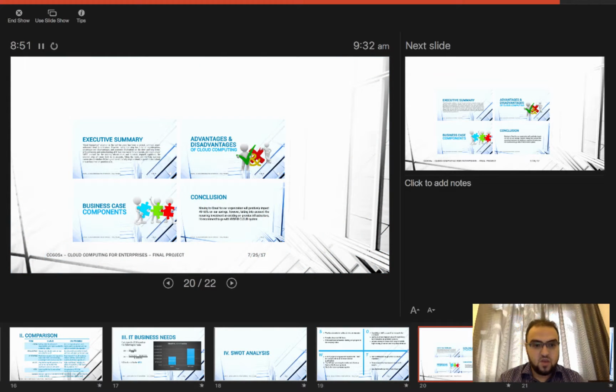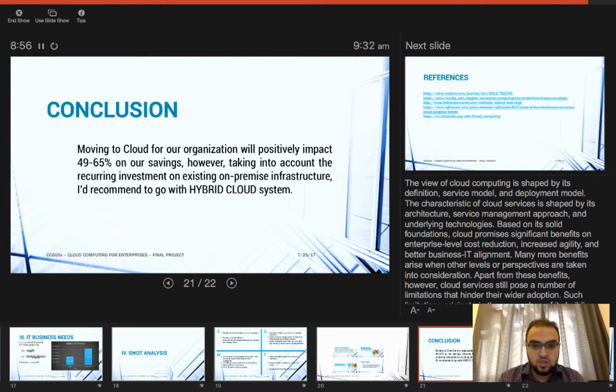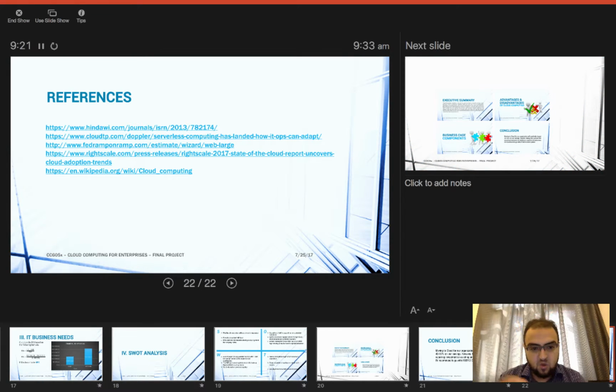Finally, we reach the conclusion that moving to cloud for our organization will positively impact our savings by 49 to 65%. However, taking into account the recurring investment in the existing on-premise infrastructure, I would recommend going with a hybrid cloud system or the public cloud, but on a long term of more than 3 years, for which I have made all the calculations. And these are the references that I have used during the whole preparation of this course. Thank you very much for your time, and bye.